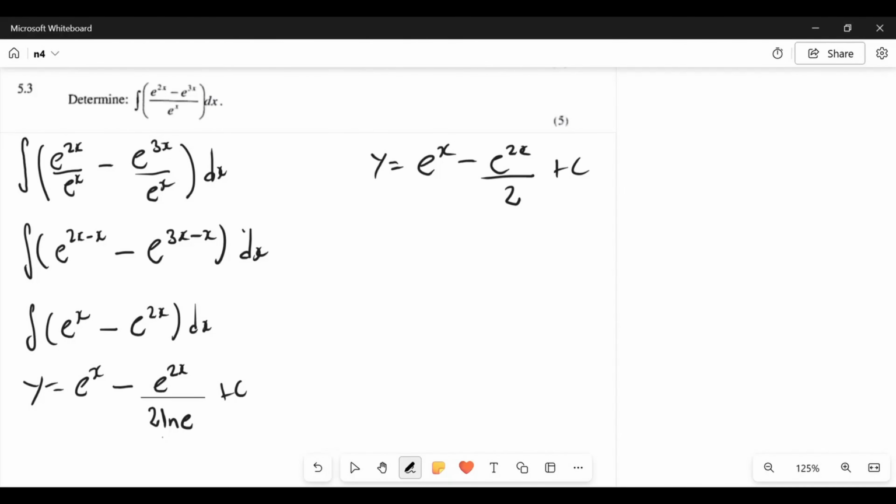Some of you may wonder, why don't we have ln e? ln e, guys, is equaling to 1. That's it. You don't have to worry about it. So this is our final answer, guys. This was straightforward, really not that difficult. All you needed to do is simplify.